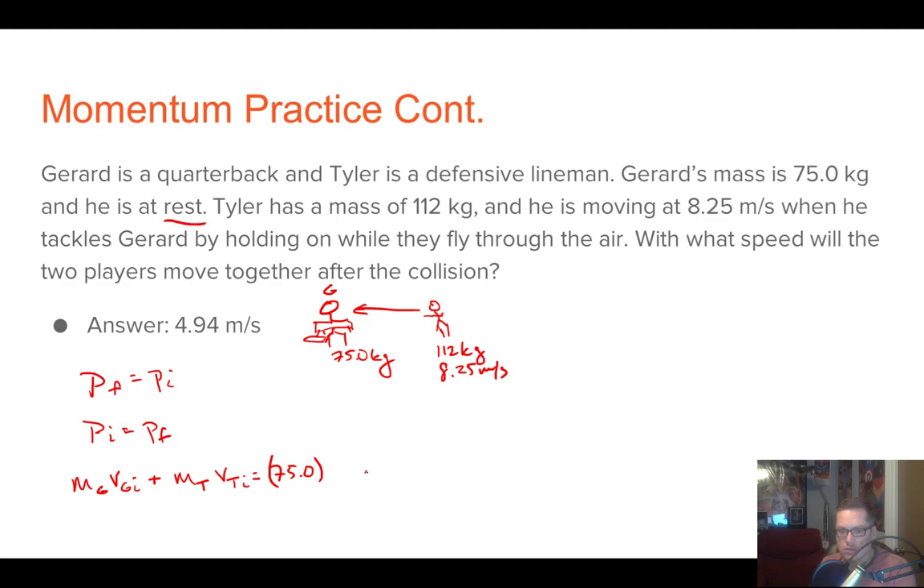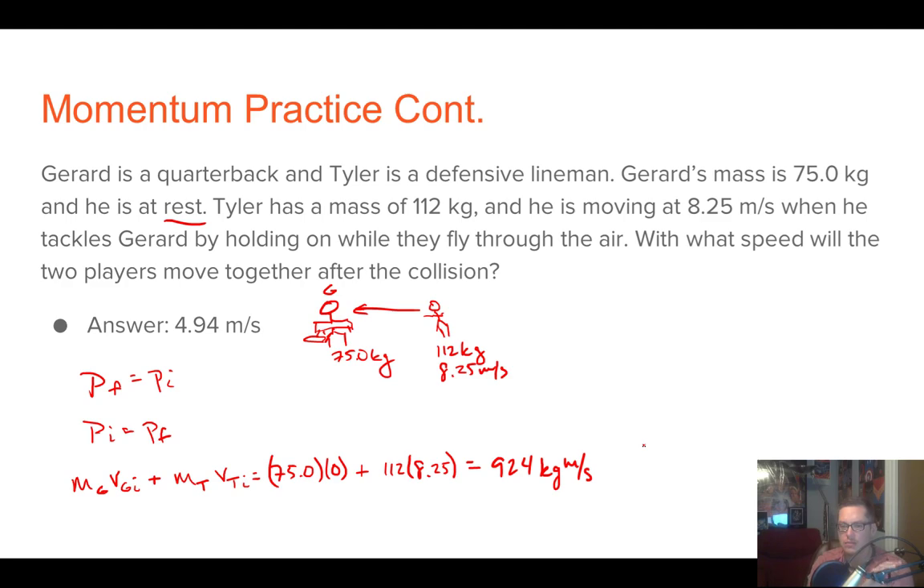He's at rest, right? So that's going to be 0. So that's all going to go away. And then the mass of Tyler was 112, and his velocity was 8.25. All right, so the initial momentum is going to be all whatever Tyler brings in, 112 times 8.25. So we get 924 kilograms times meters over seconds, kilogram meters per second. Okay, so that's the initial momentum there, 924.